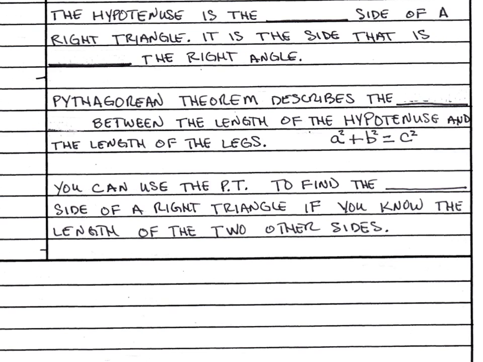Let's go ahead and finish off our notes. The Pythagorean theorem describes the relationship between the length of the hypotenuse and the length of the legs. Once again, a squared plus b squared is equal to c squared. And we can use the Pythagorean theorem to find the missing side of a right triangle if we know the length of the two other sides.